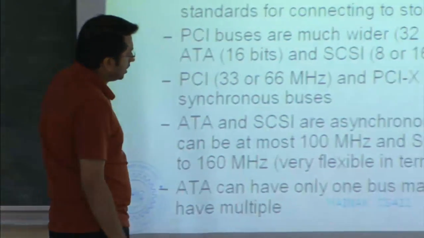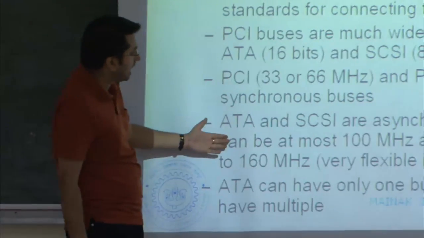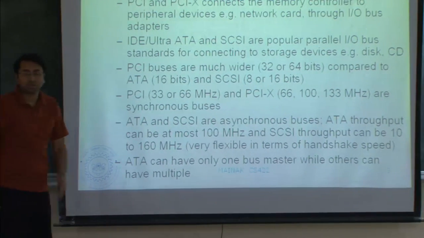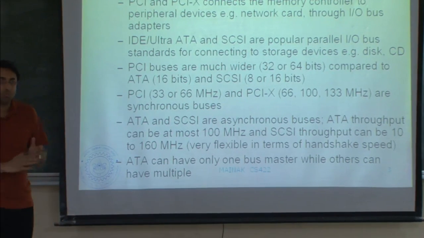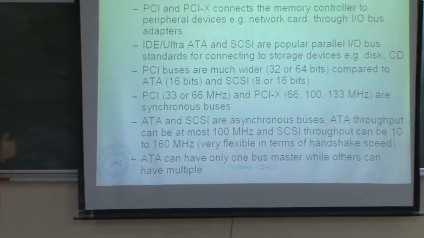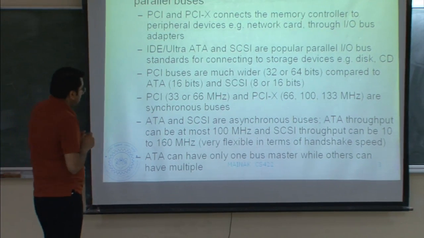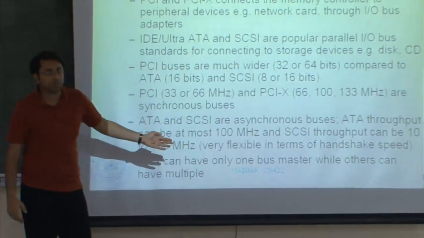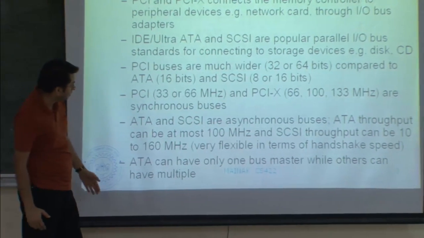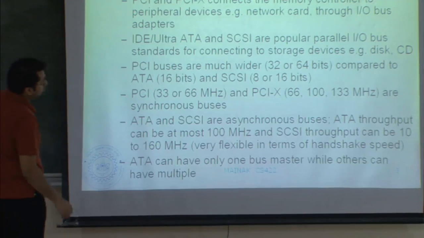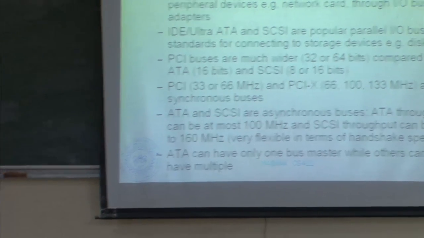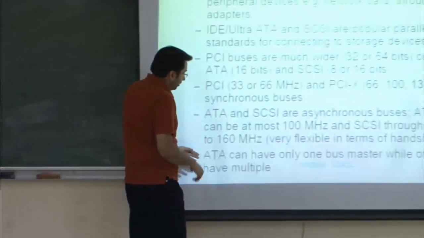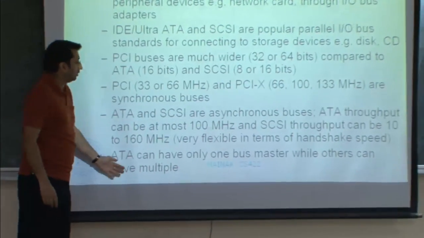ATA and SCSI are asynchronous buses. What this means is that these are normally accessed through an asynchronous handshake. There is no clock that synchronizes accesses. So when these are asynchronous, we can talk about throughput, not frequency. ATA throughput can be at most 100 megahertz, whereas SCSI throughput can be 10 to 160 megahertz, so it's very flexible in terms of the handshake speed. And ATA can have only one bus cluster, while others can have more than one.